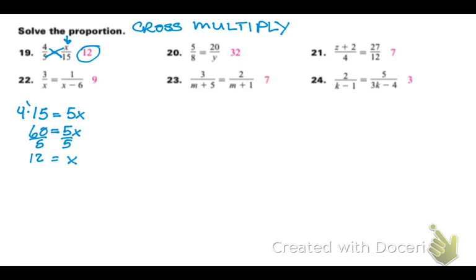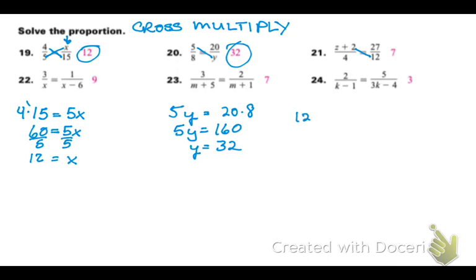Here's 20. So 5 times y is equal to 20 times 8. 5y is equal to 160. y is equal to 160 over 5, which is 32. And we got it. Now these get a little bit trickier because they're making expressions. It's not just pure numbers. You're going to have variables in there that are connected with numbers. But you just do the same thing.